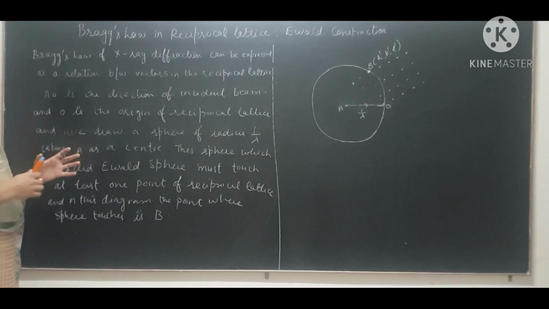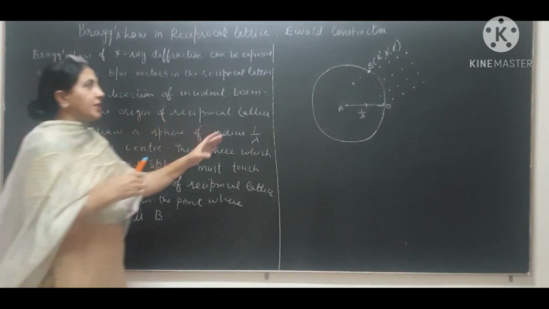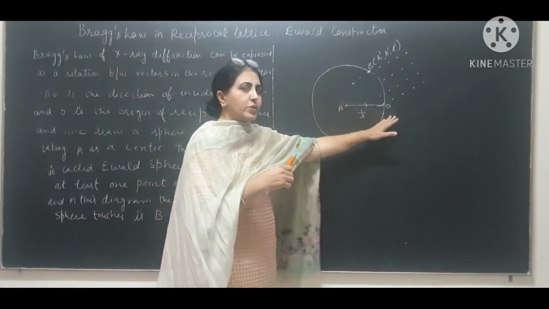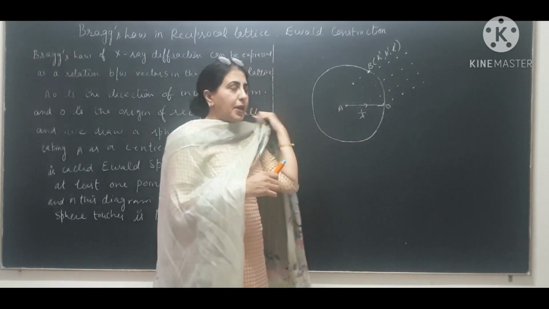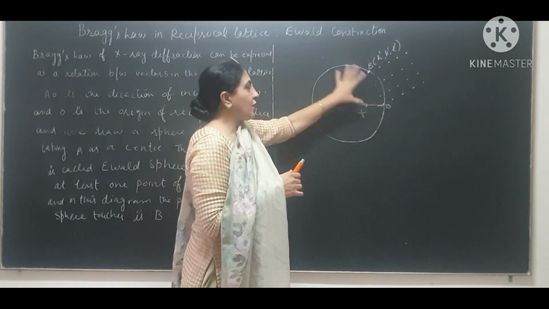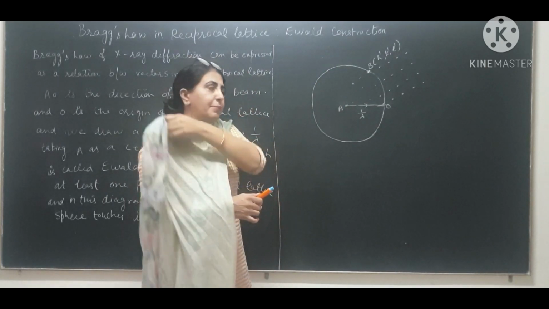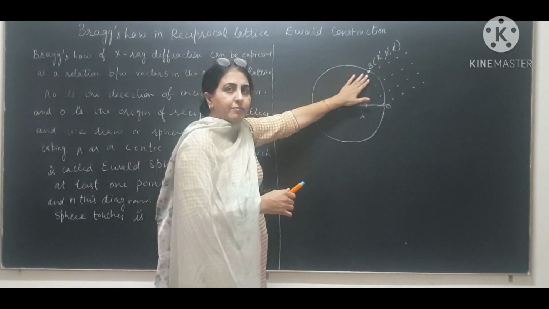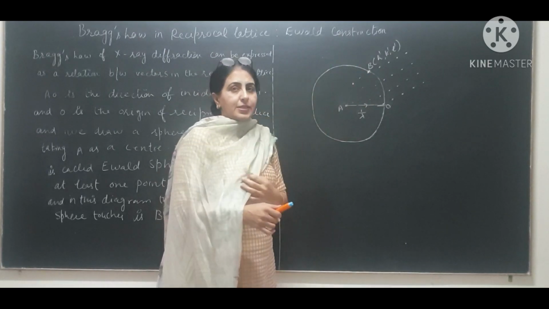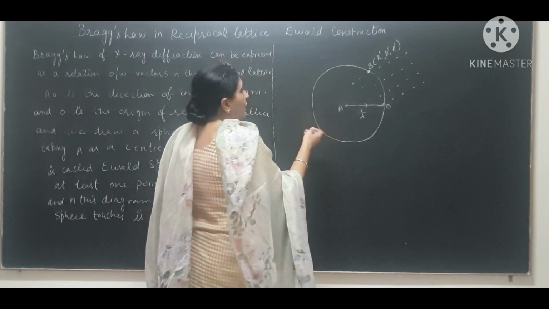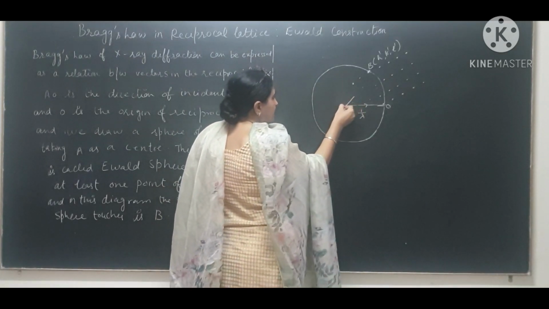we can say assumption that there is a reciprocal lattice. O is the origin of reciprocal lattice, and AO is the incident X-ray beam, and we draw a sphere of radius 1 over lambda, and B is the point where this sphere touches, and B is the reciprocal lattice point. Now we put here a crystal plane.